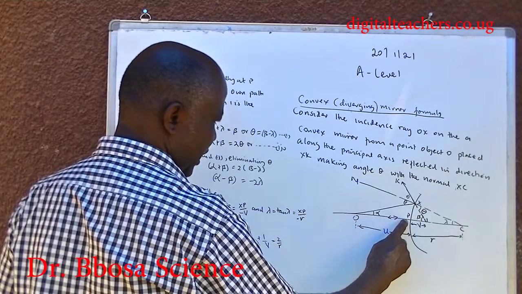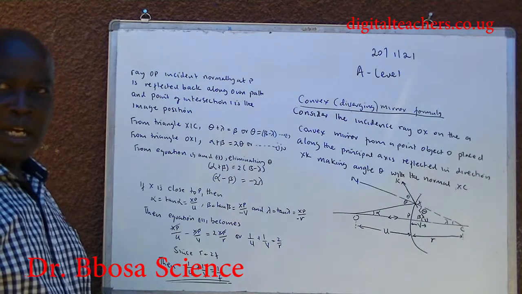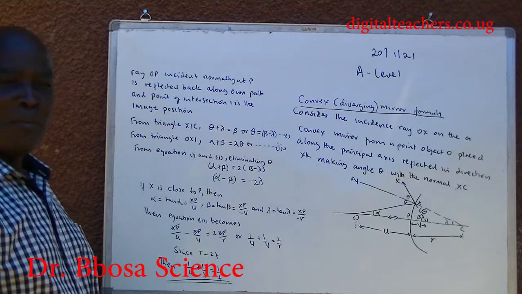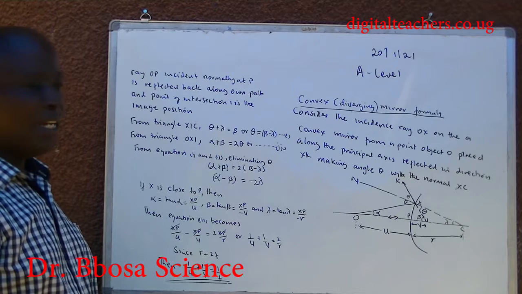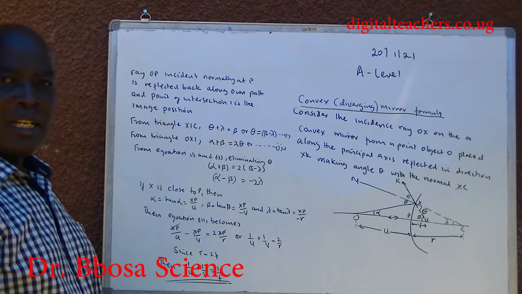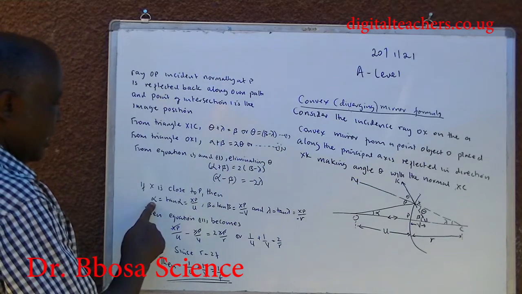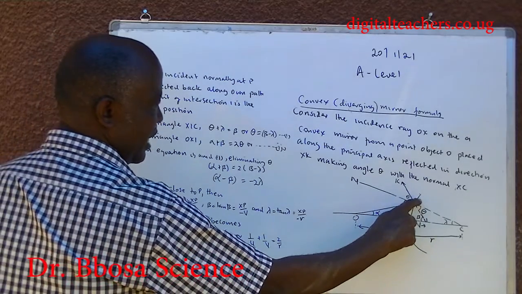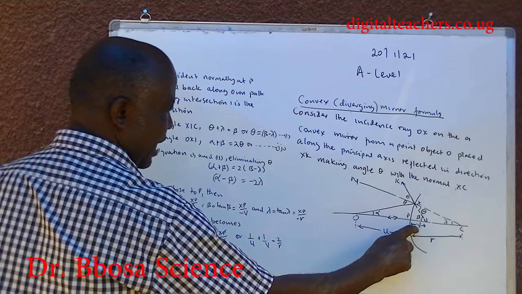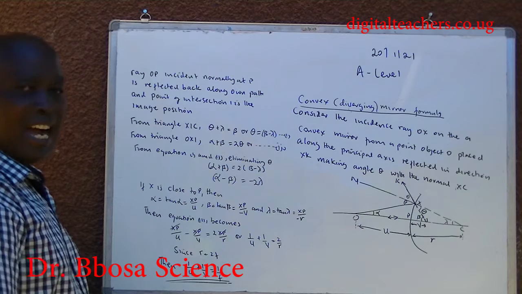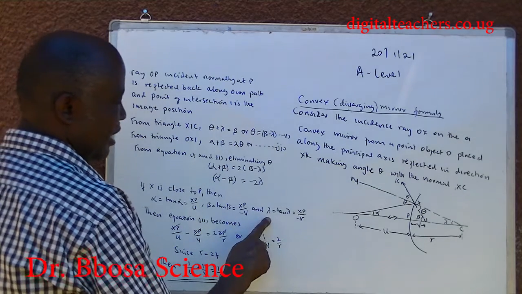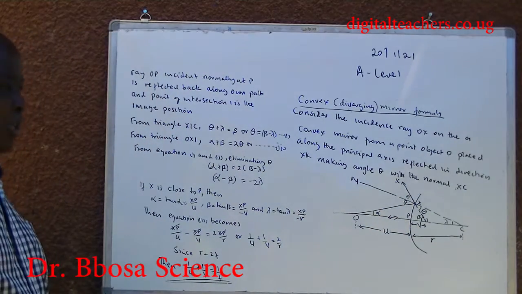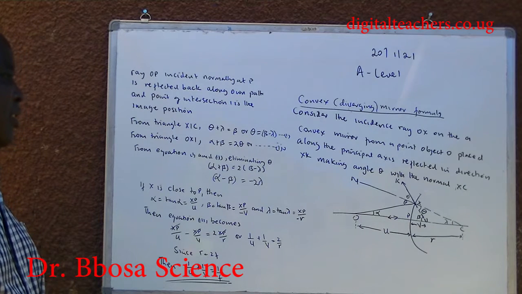If X is close to P, then alpha, beta, and lambda are very small. Therefore, alpha is equal to tan alpha, beta is the same as tan beta, and lambda is the same as tan lambda. Alpha then will be equal to XP over u. Beta will be XP over negative v, because I is virtual. Lambda is equal to tan lambda is equal to XP over negative r because the center of curvature is virtual.